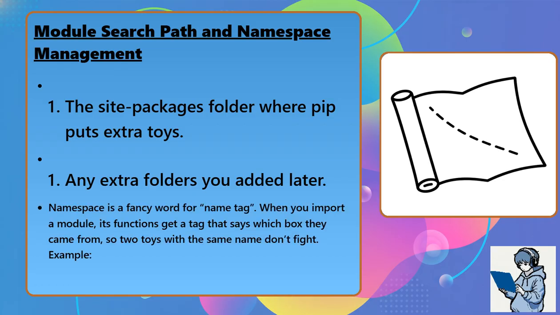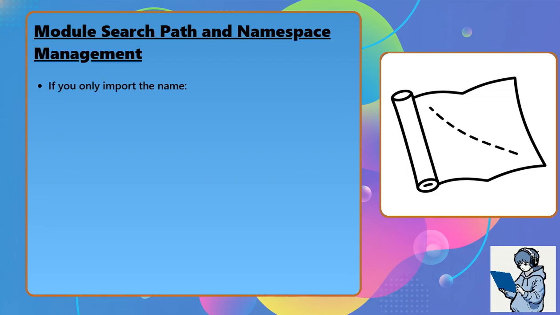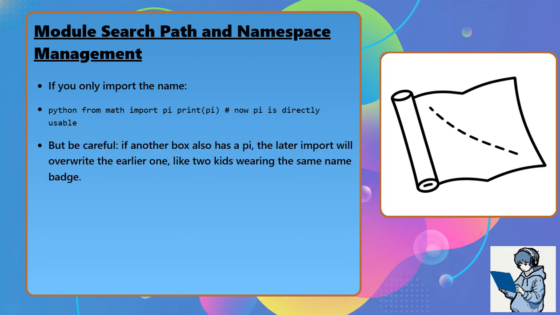Namespace is a fancy word for name tag. When you import a module, its functions get a tag that says which box they came from, so two toys with the same name do not fight. Example: import math, import random, print(math.pi), print(random.pi). If you only import the name: from math import pi, print(pi). But be careful: if another box also has a pi, the later import will overwrite the earlier one, like two kids wearing the same name badge.